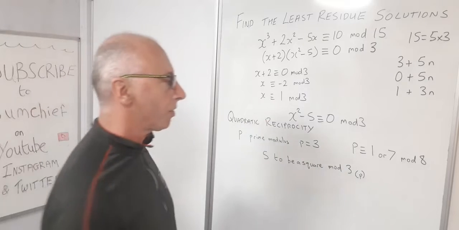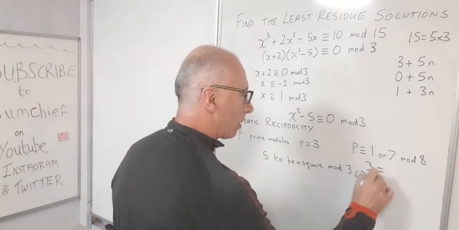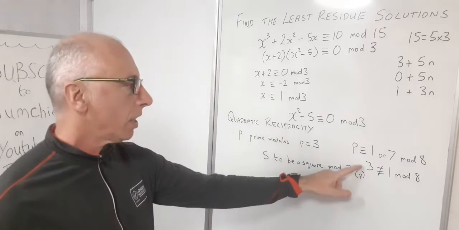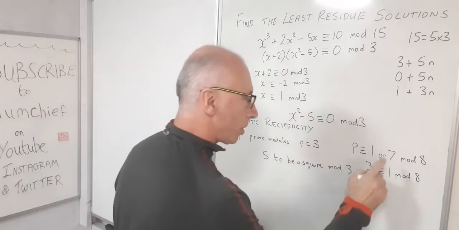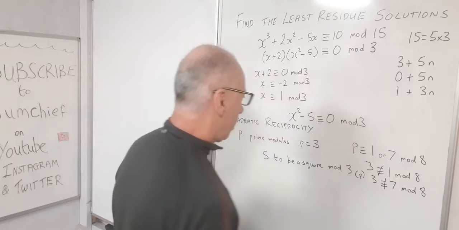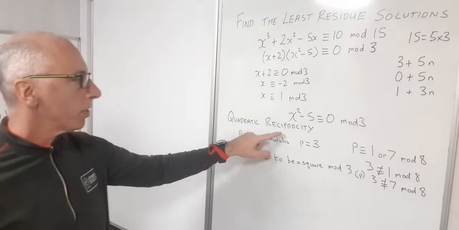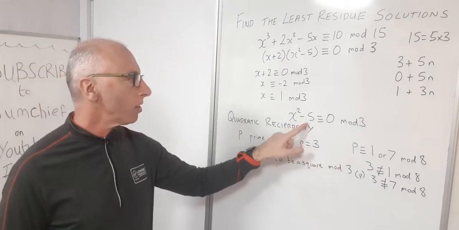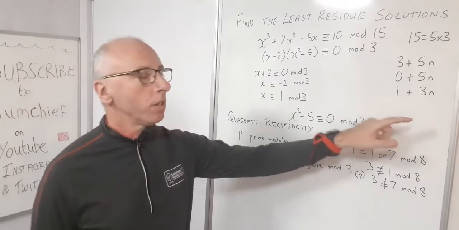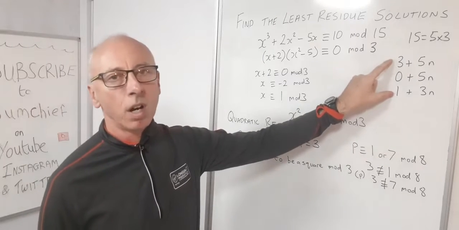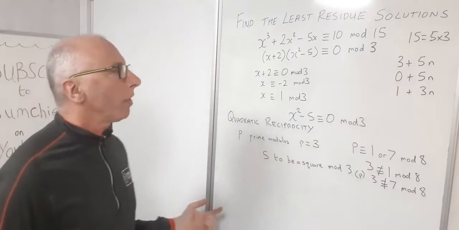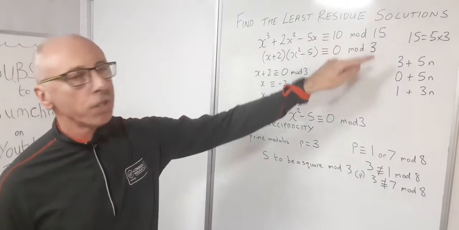Well, as our p is 3, 3 is not congruent to 1 mod 8. I know that for a fact. And 3 is also not congruent to 7 mod 8. So by the laws of quadratic reciprocity, we know that this doesn't have a solution. So we can eliminate that from our building blocks. So now we've only got these 3 terms for our building blocks. So what we'll do is we'll now go on to the next stage and try and find our solutions to this first initial question.